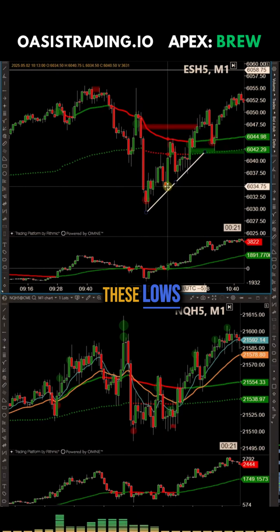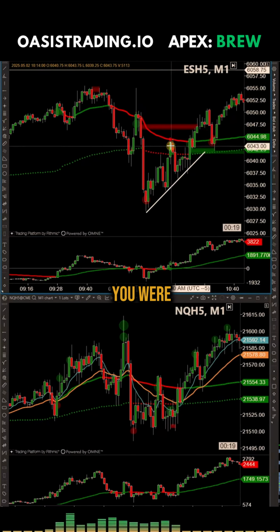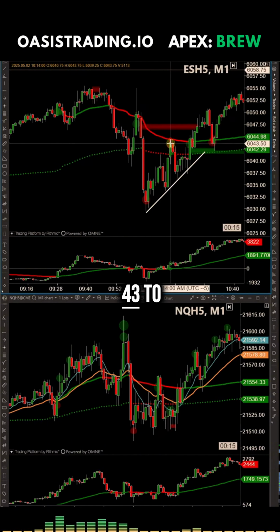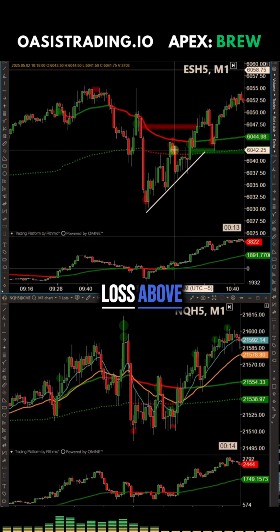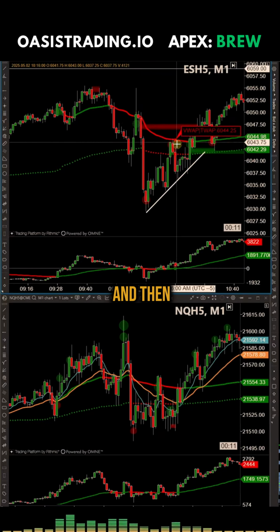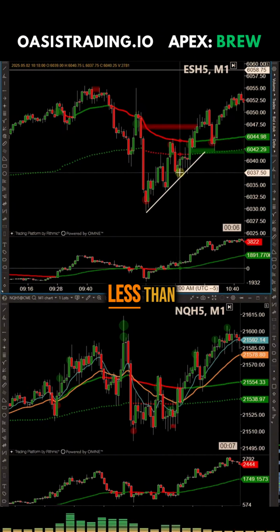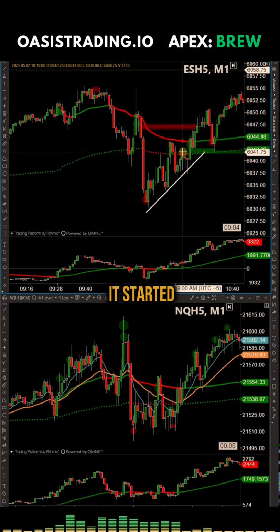So if you were in that entry there, let's say you took an entry somewhere around VWAP, somewhere around 43 to 44, stop loss above VWAP, very standard. And then you started to pull down, and it gave you a little less than 10 points. And then it started to bounce.